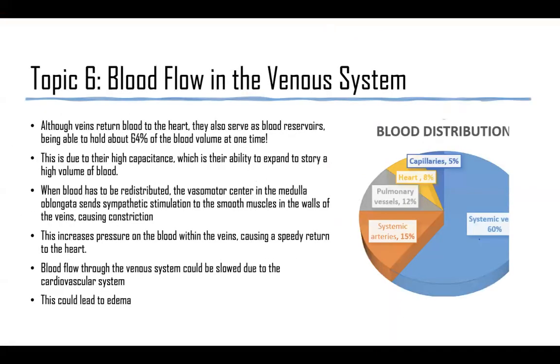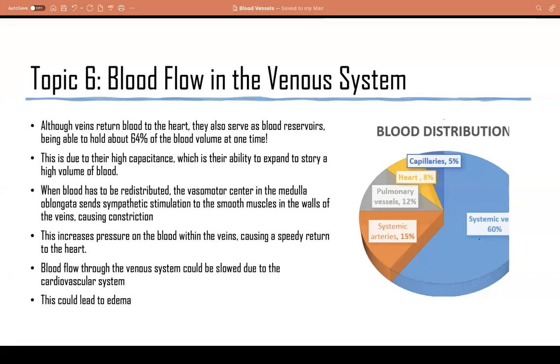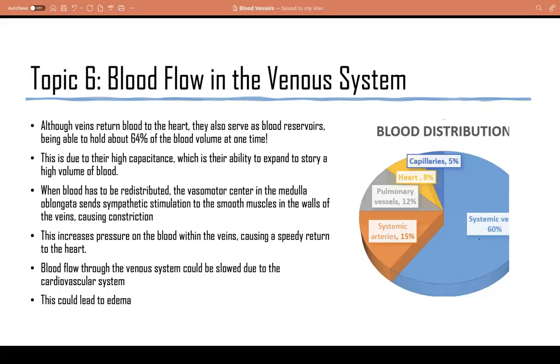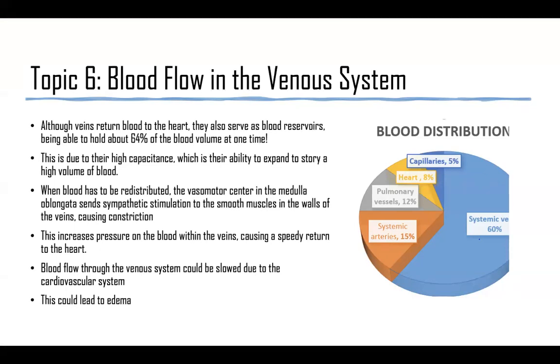We're now moving on to our sixth and final topic, which is blood flow in the venous system. And although veins return blood to the heart, they can also serve as blood reservoirs. And within systemic veins, which we can see right here on this blood distribution chart, 64% of our blood is stored in those systemic veins, with capillaries having 5%, the heart having 8%, pulmonary vessels 12%, and systemic arteries holding 15%.